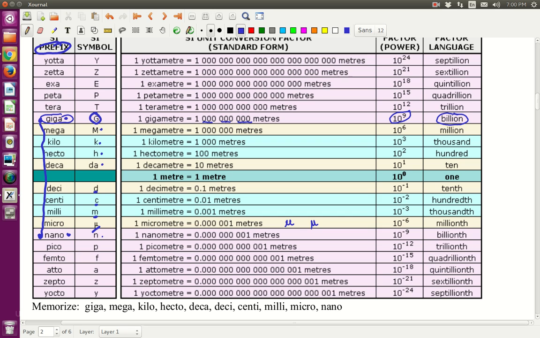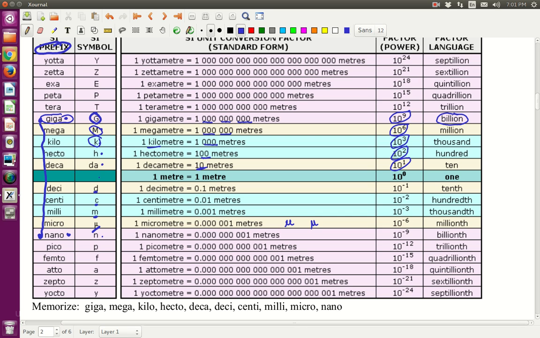Mega, million. Say that, okay? Mega, million. Capital M. All right, million has 6 zeros in it, so it's 10 to the 6th power. Mega means million, so a megameter means 1 million meters. Kilo, which means 1,000. So a kilometer means 1,000 meters. It has 3 zeros after it, so it's 10 to the 3rd power. Hecto means 100. There are 2 zeros in it, so it's 10 to the 2nd power. Deca is 10, so it's 10 to the 1st power. It has 1 zero after it.